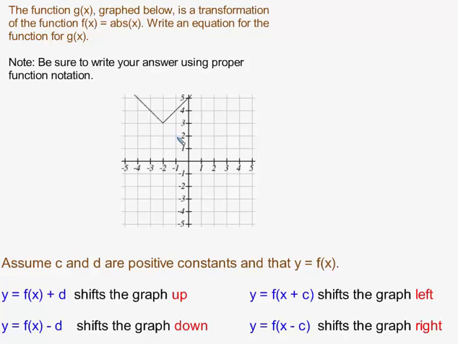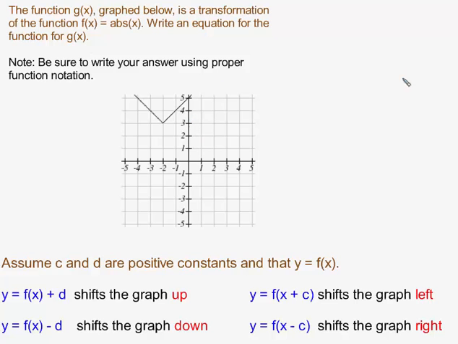Here we're given a problem where we have a graph of g of x, and we're told that g of x is a transformation on the function f of x equals absolute value of x. Our job is to write an equation for the function g of x whose graph is shown here.